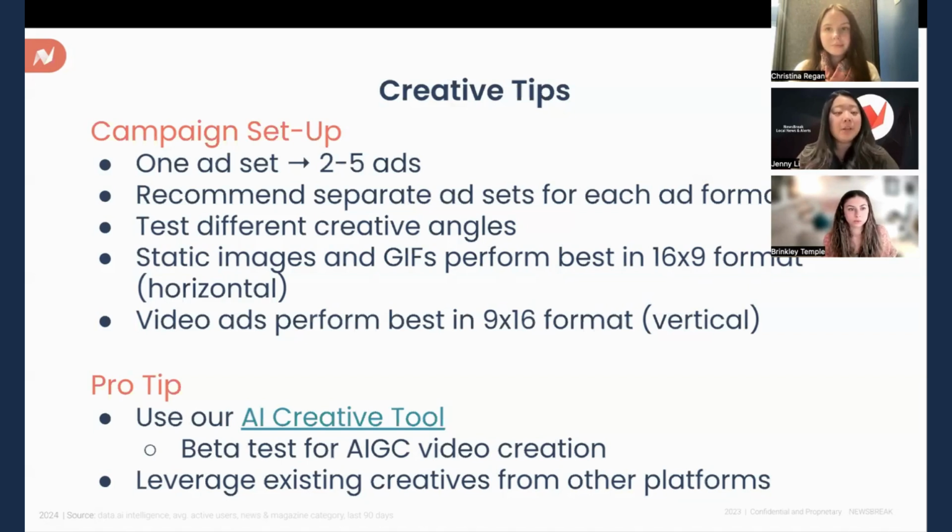Static images and GIFs tend to perform a little better when they're in a horizontal format. Those are more for the article readers. And then for video ads, they tend to perform better in our 9:16 vertical format because the videos are more TikTok style, and tend to be for the video scrollers.